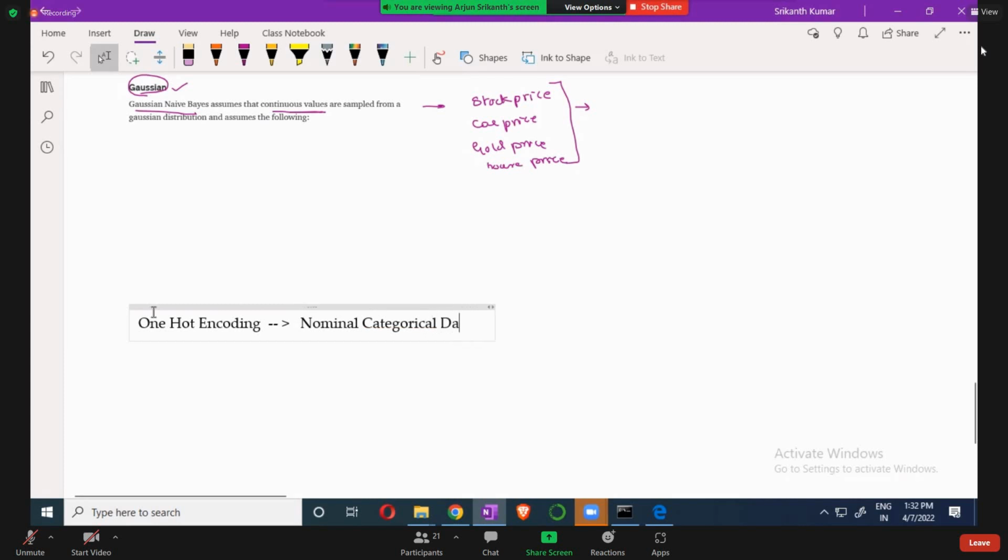Categorical data to numerical data. So what type of data is called nominal data? Which can't be ranked. Which can't be ranked is called a nominal category. There is one more, called ordinal encoding. What is this used for? Ordinal categorical data. What is this ordinal categorical data?